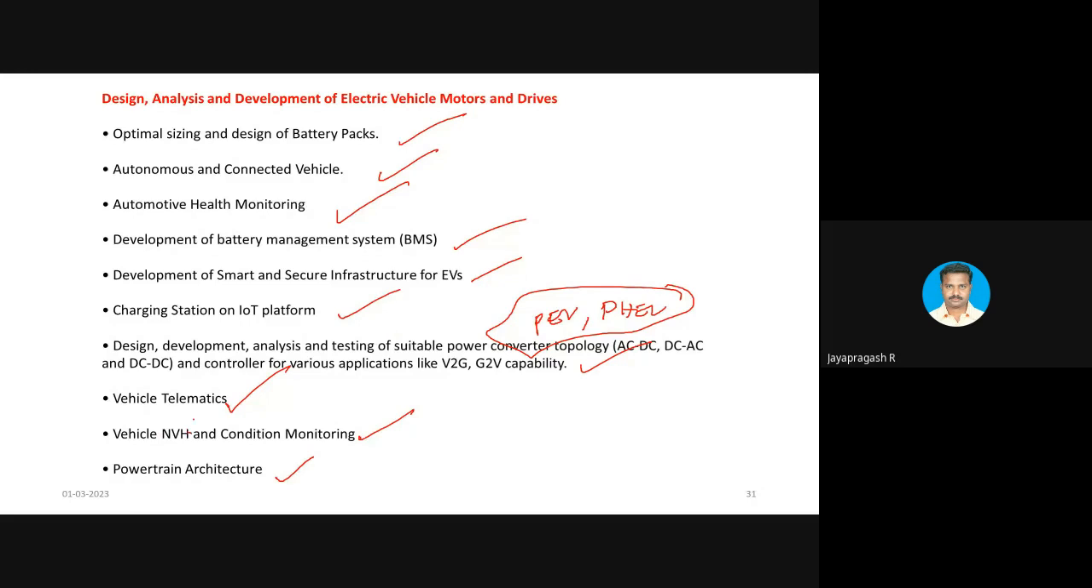And noise, vibration, harshness analysis. Whenever you design a machine, this noise, vibration, harshness analysis has to be carried out using an experimental setup, as well as many tools that are available. Powertrain architecture, we just discussed. So these are some of the domains you can concentrate on if you want to do research, or if you have done research, to enhance our knowledge.